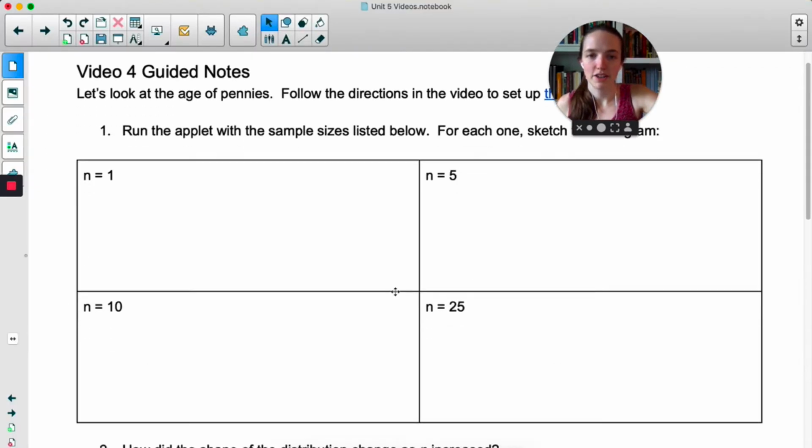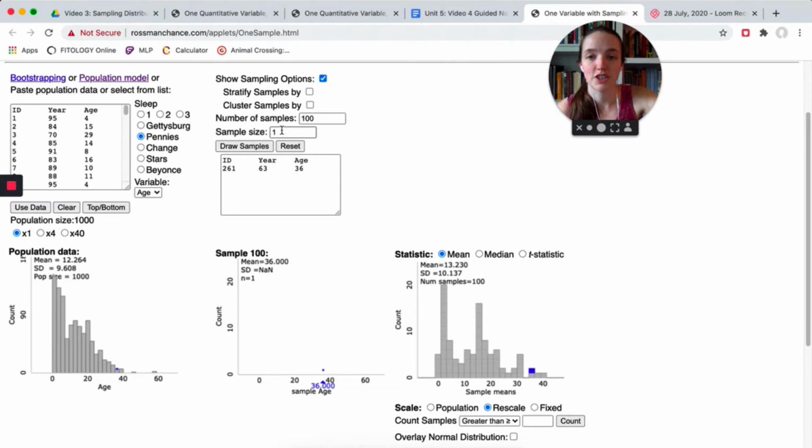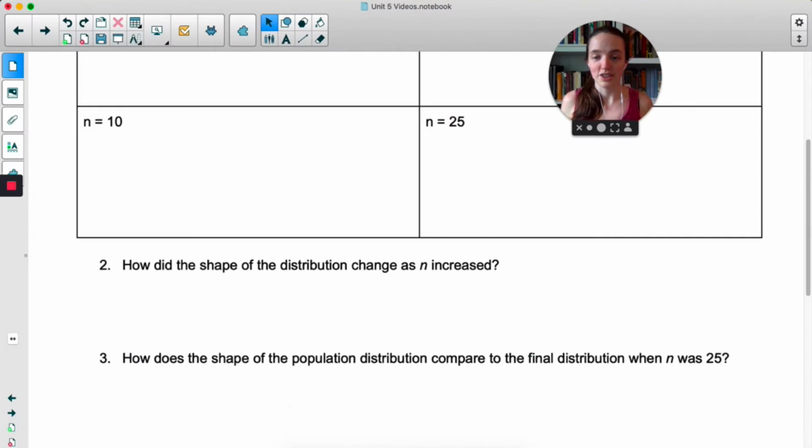Now if you go back to the notes, it says for each one of these scenarios you're sketching the histogram. So that was sample size 1. You're just going to do a quick sketch of what that looks like. And then I want you to do the same thing with n being 5, 10, and 25. So all you have to do is change the sample size. Do 100 samples for each one. Once you've done that, you can answer questions 2 and 3, and then hit play, and we will recap all of this together, and I'll show you a picture of what the pennies actually looked like in person.